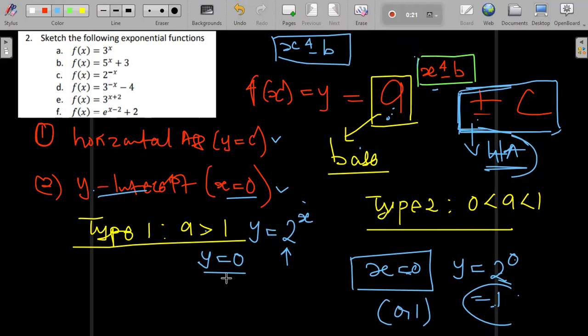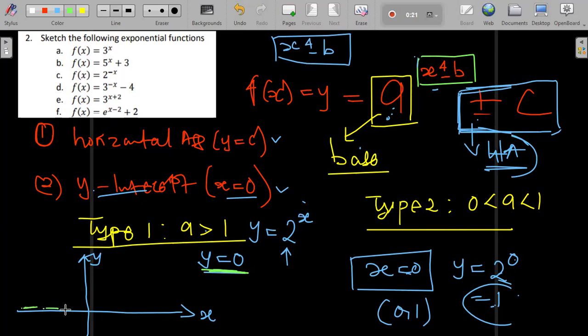But remember that we also have a horizontal asymptote at y equals 0. So this graph will end up looking something like this. If this is my x-y plane, this is my x, and this is my y. You start from the horizontal asymptote. The horizontal asymptote is y equals 0, so it's just the x-axis.